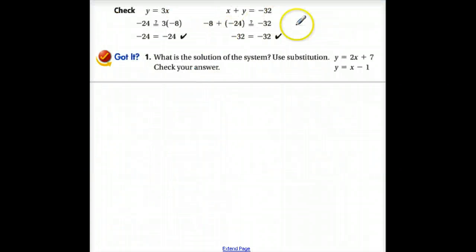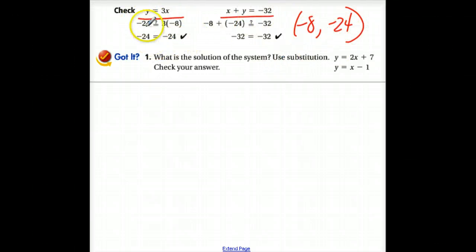Now, negative 8 and negative 24, we can still, just like the last lesson, put this solution into both equations to check that it works. And you can see, plugging negative 8, negative 24 into both of the equations, they each work. So we know that this is the correct solution.